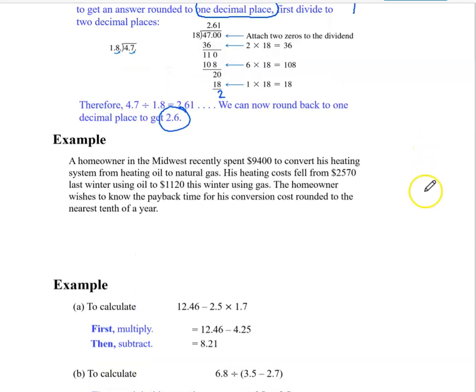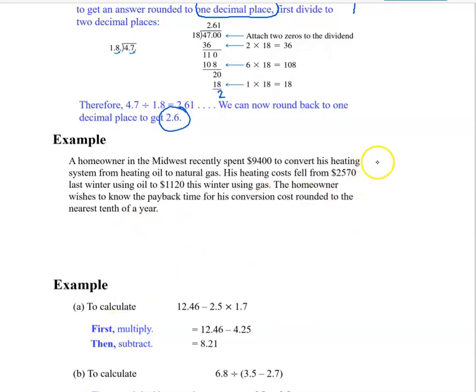A homeowner in the Midwest recently spent $9,400 to convert his heating system from heating oil to natural gas. His heating costs fell from $2,570 last winter using oil to $1,120 this winter using gas. The homeowner wishes to know the payback time for his conversion costs. Round to the nearest tenth of a year.